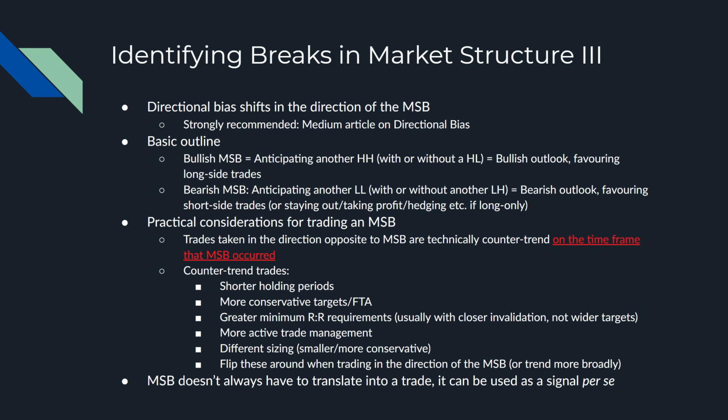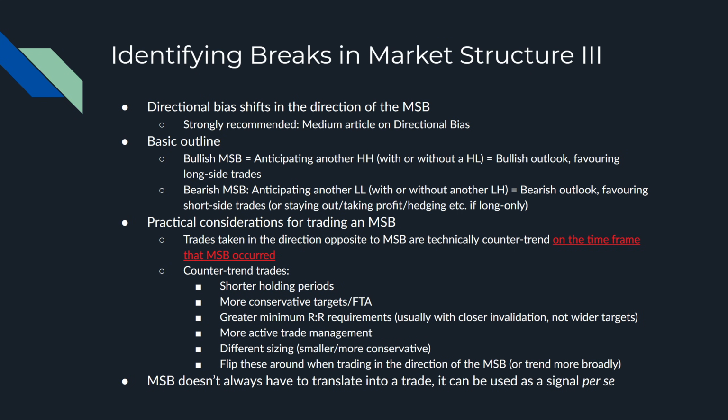So identifying breaks in market structure, again, this isn't focused on trading market structure breaks, which is the third section. This is more, once you've identified it, what can you do with that information, or perhaps what you shouldn't do with that information. So directional bias is a big one. I strongly recommend reading the Medium article on directional bias. I'll try to link that in the description. If not, just search CryptoCred directional bias. It's a Medium article, but the basic outline is as follows.